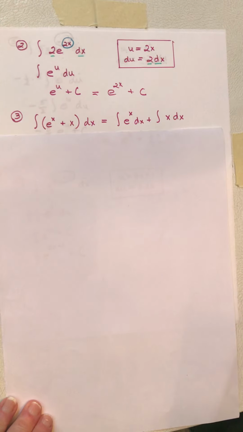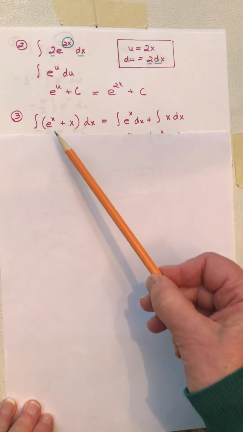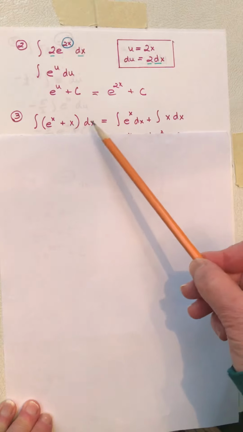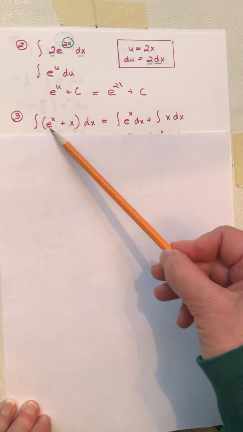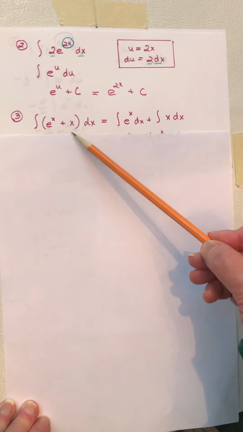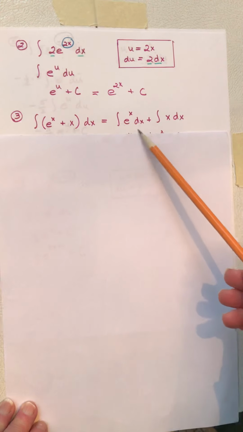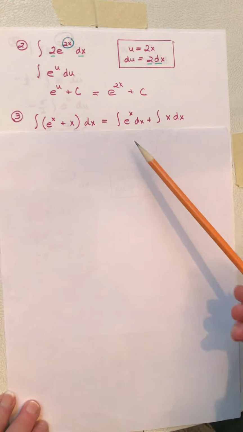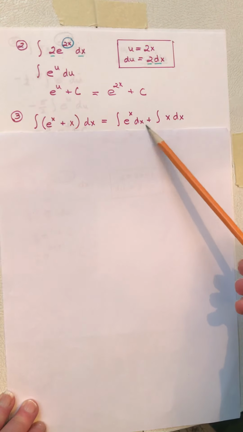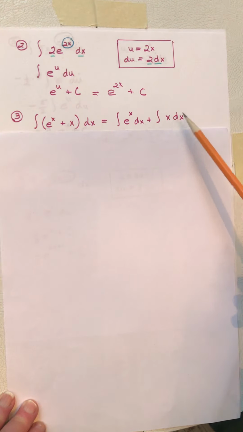The next one is the integral of e to the x plus x dx. So now we have an exponential function and we have a polynomial, actually a monomial, x. We could split it into two integrals. We can make it the integral of e to the x dx plus the integral of x dx.